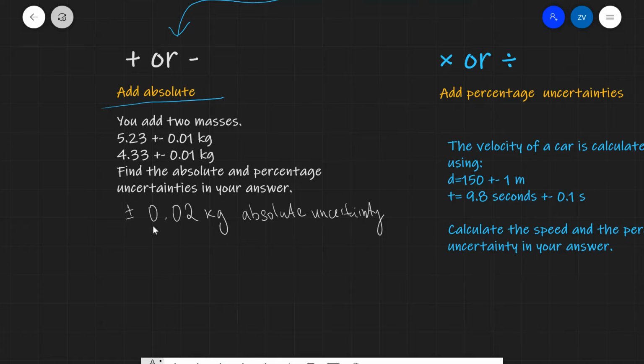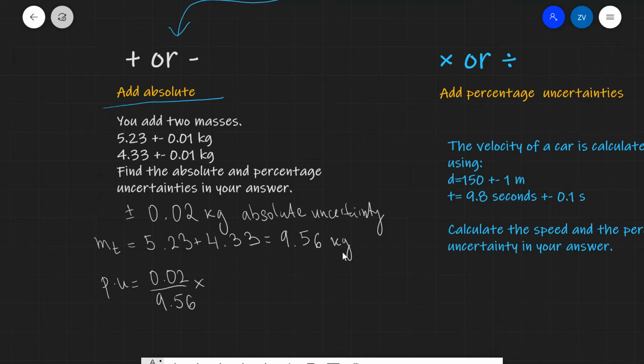Now, how do we find the percentage uncertainty in our answer after we have had the absolute uncertainty? Well, that's pretty easy. First off, the total mass, let's call it M total, is just 5.23 plus 4.33, which is equal to 9.56 kilograms. Now, we can find the percentage uncertainty in our answer, which will just be equal to plus or minus the absolute uncertainty. So it's going to be 0.02 over 9.56 multiplied by 100, which is equal to about 0.2%.